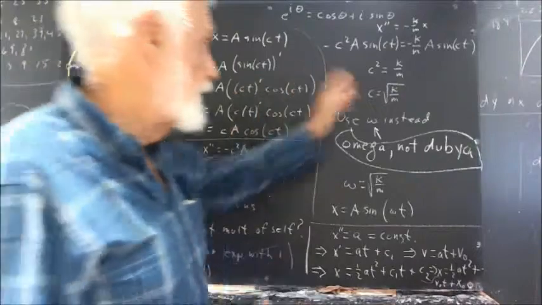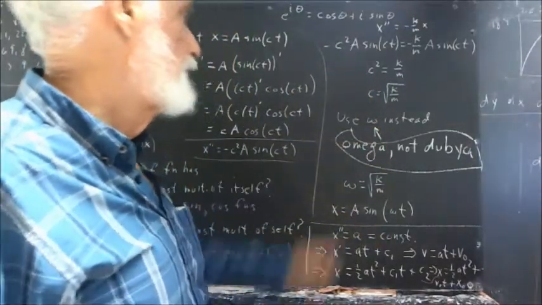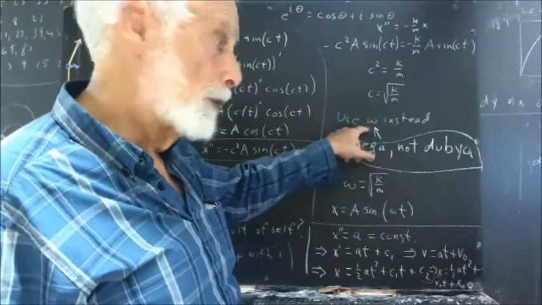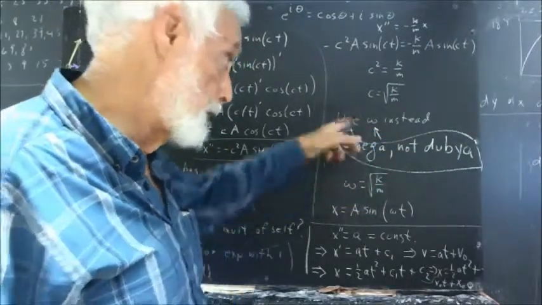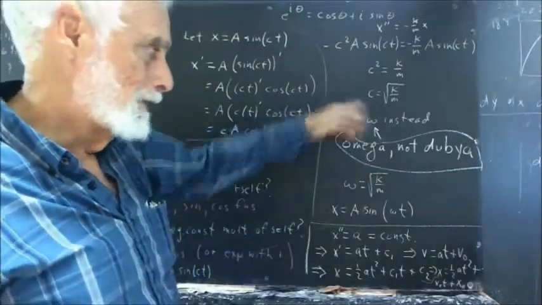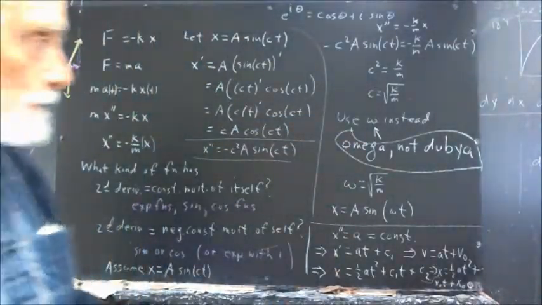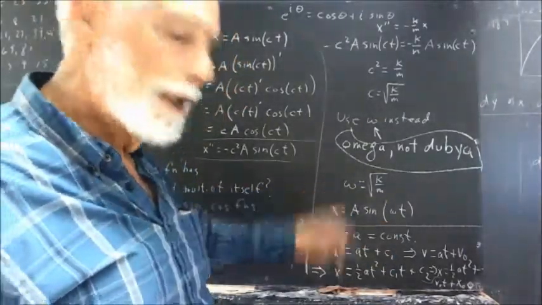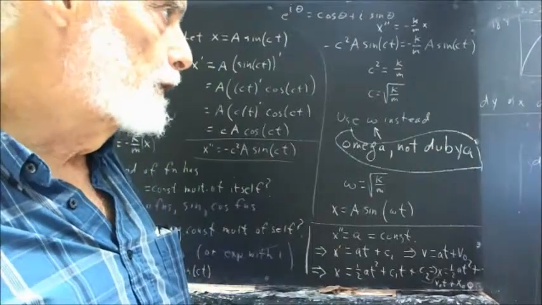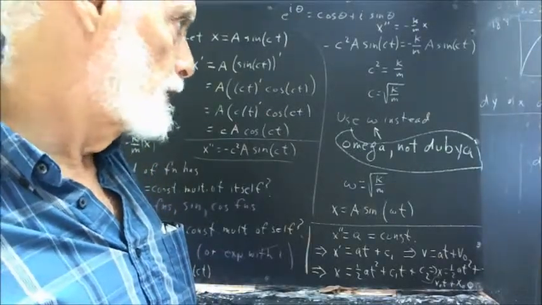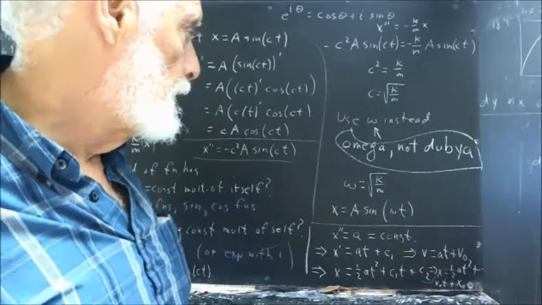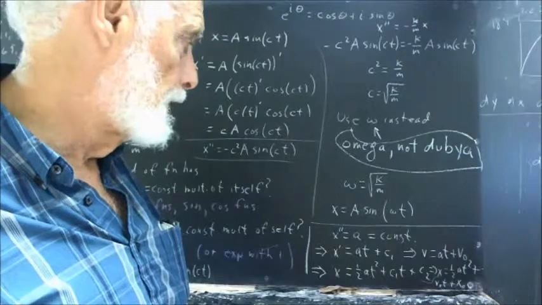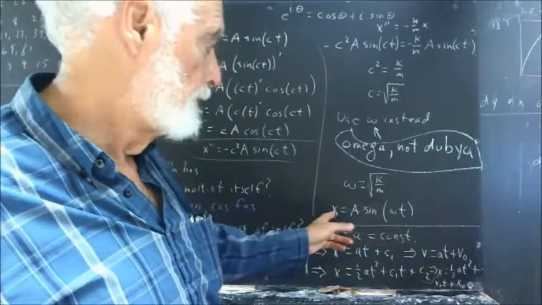Now, I said use omega instead of c. And that's omega, not w. People are going to want to write this as w. Don't do it. I warned you in class. That's a dangerous thing to do. Okay? Omega is the square root of k over m. And that's an angular frequency. We can go to the circular model of the trigonometric, the sine and the cosine functions, and see exactly what that means. We're not going to do that right now. I'm just going to say that this results in oscillatory motion.